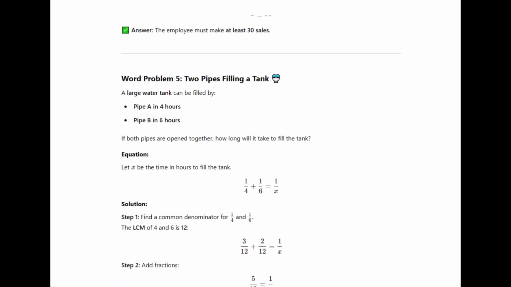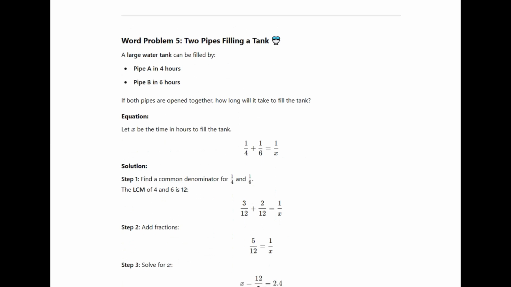Word problem 5. Two pipes filling a tank. A large water tank can be filled by pipe A in 4 hours and pipe B in 6 hours. If both pipes are open together, how long will it take to fill the tank? Equation. Let x be the time in hours to fill the tank. 1/4 plus 1/6 equals 1/x.